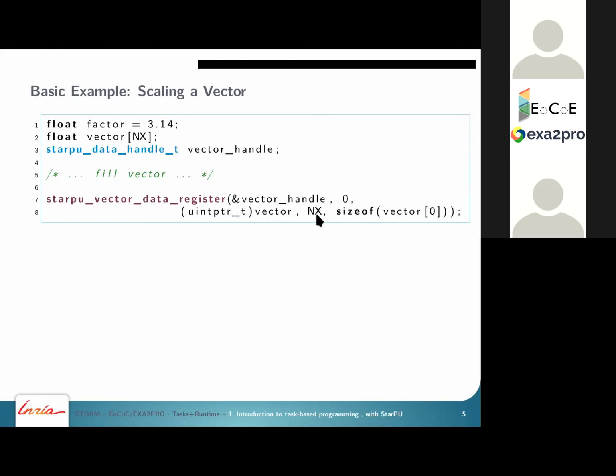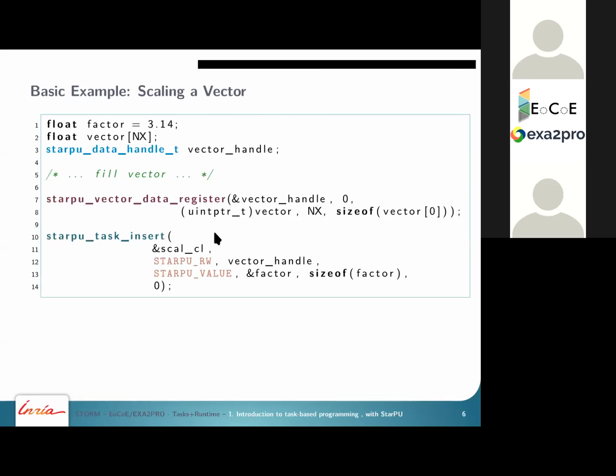From this on, the application is not supposed to use this data anymore, because StarPU is in charge of where the data is. Is it on a GPU? Is it somewhere else, on the disk or whatever? The program itself is not allowed to access the vector array, and only manipulates the vector handle through StarPU to modify the data.